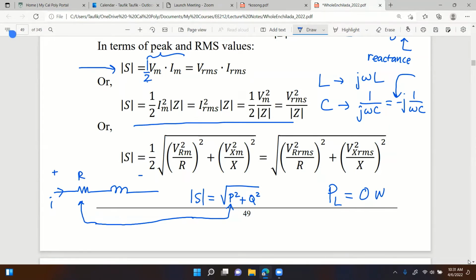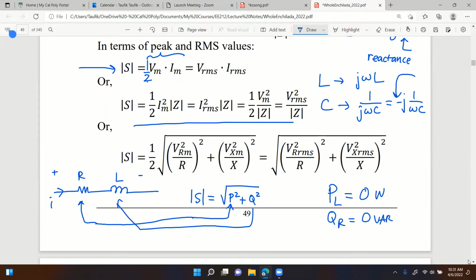And by the same token, if you look at Q, we learned that Q of R is equal to 0. So therefore, the only Q must be coming from L. And so this Q right here comes from L. And because of that, you have to be careful when you break it down into two like this.